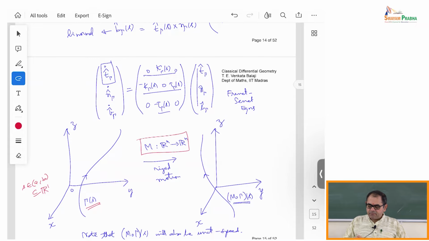a rigid motion M to gamma of S, and you get a new curve which is M circle gamma of S. Here, when I write R^n, n is actually 3. The claim is that the new curve M circle gamma has the same curvature and torsion functions as the original curve, and we have proved that.